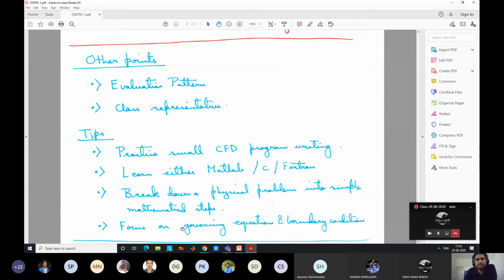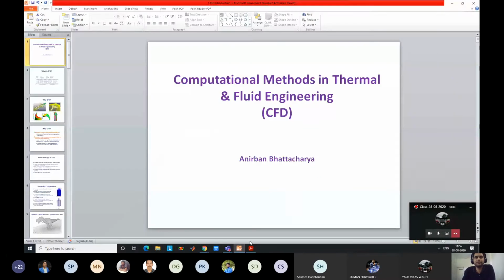Another important thing is to focus on the mathematical part also, not only on how to give values. Many people make this mistake. They just learn a CFD software and try to use it like a black box, just give some values, see some results. Instead of that, focus on the physical problem, the mathematical problem that is there, and the associated boundary conditions. We will learn what boundary conditions are later on. So these are some of the important things that we need to take care of.